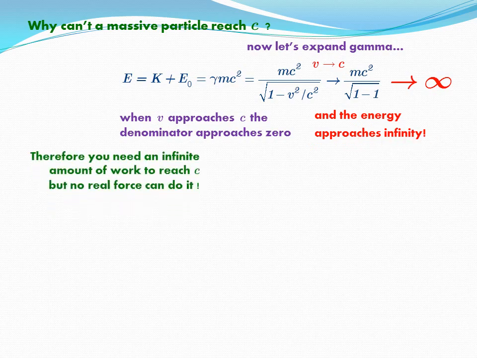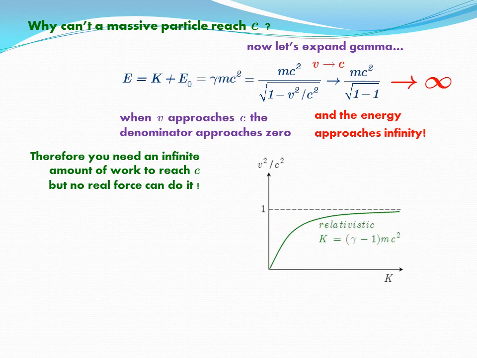Therefore, you need an infinite amount of work to reach c. But no real force can do an infinite amount of work. And this means that no massive particle can reach the speed of light.